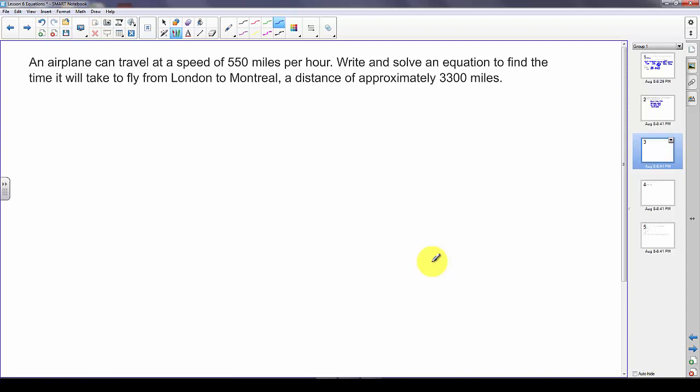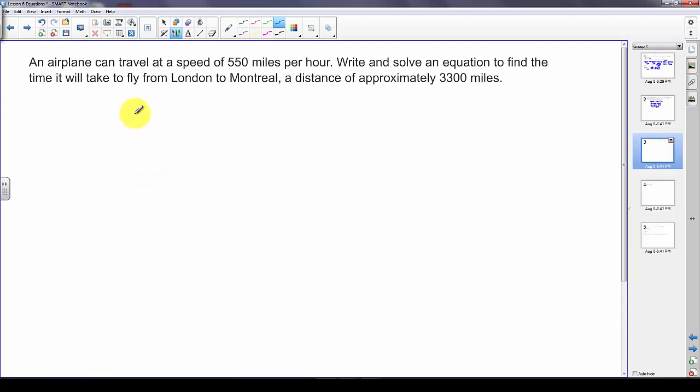Next, we know that an airplane can travel at a speed of 550 miles an hour. I want to write and solve an equation to find the time it will take to fly from London to Montreal if the distance from London to Montreal is 3,300 miles. Let's just think about practical application of how to get this done.